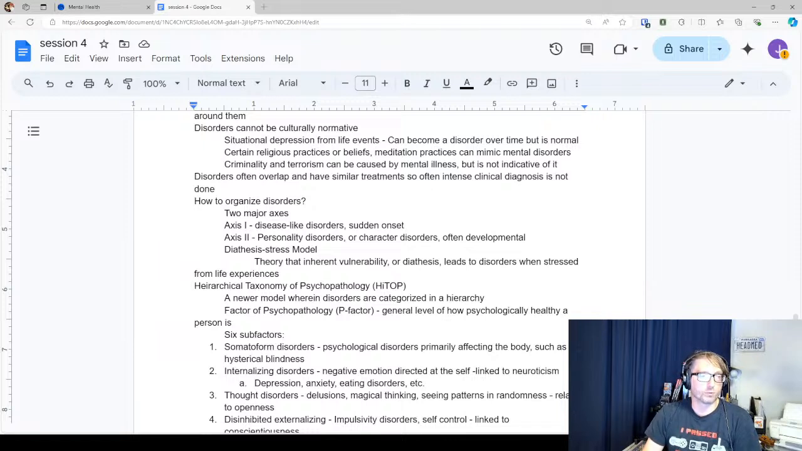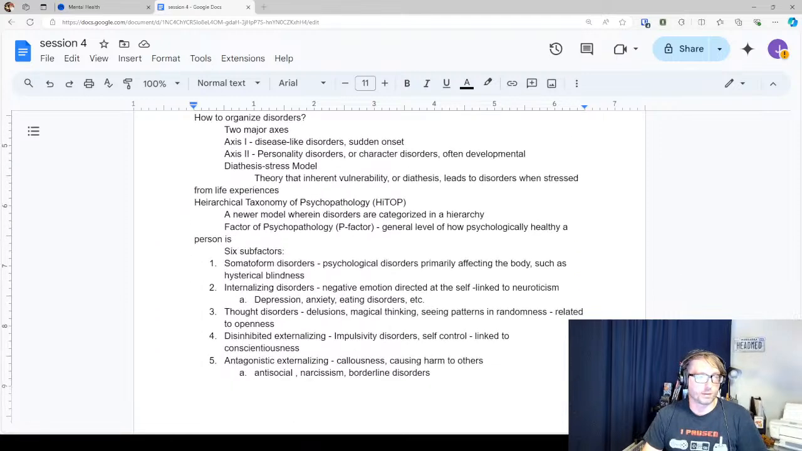So how do you organize disorders? An old view is that there's two major axes of disorders. Axis one is the disease-like disorders with the sudden onset, or that just seem like something you catch. Then you have axis two, personality disorders or character disorders, or developmental disorders. We have a diathesis stress model. We have the theory that inherent vulnerability or diathesis leads to disorders when stressed. So people may be predisposed towards depression, but they're not going to be born with depression. They're going to get depression based on some event that happens.